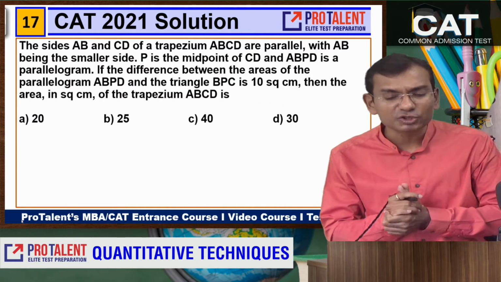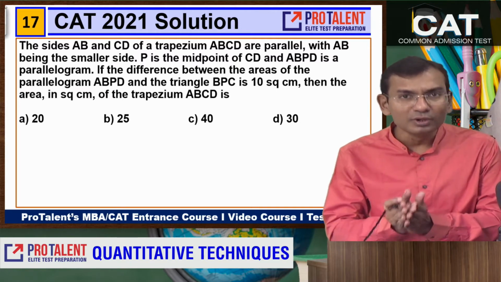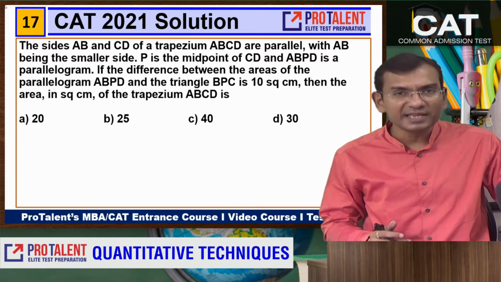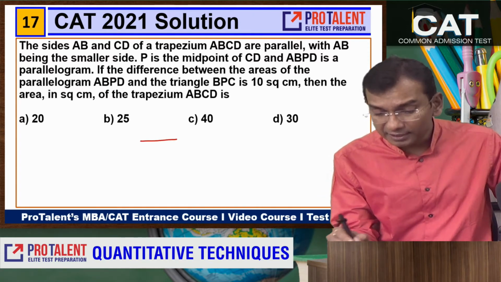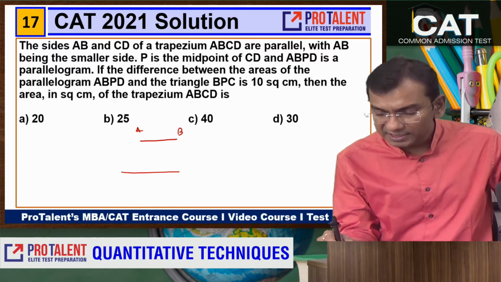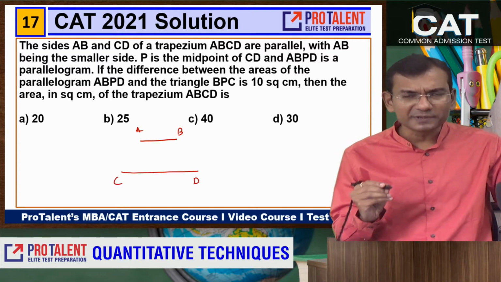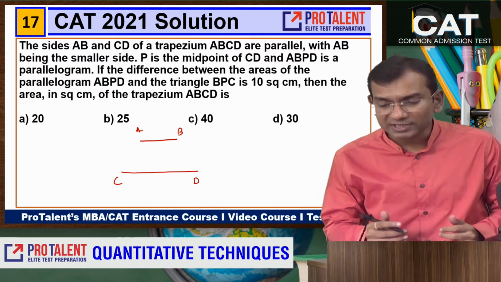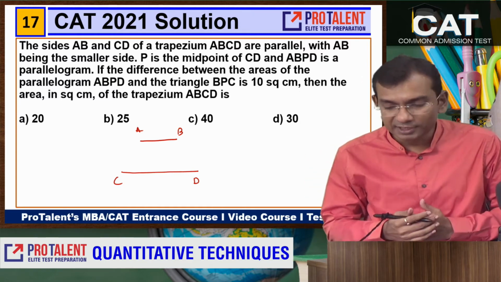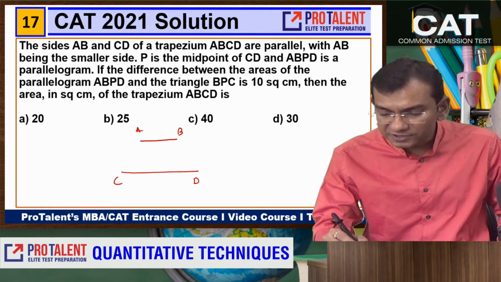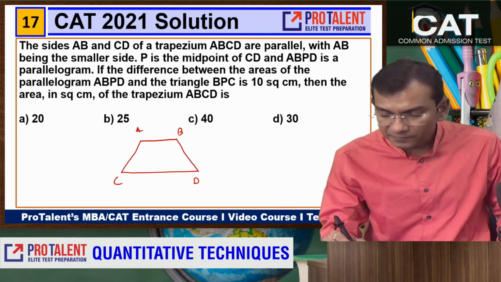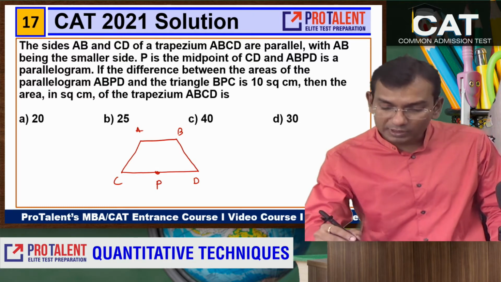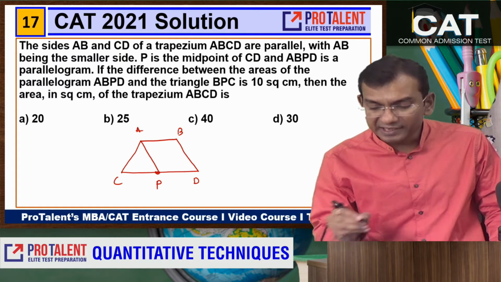Great. We come to question number 17 of slot 2 CAT 2021. Sides AB and CD of trapezium ABCD are parallel. Great. So this is AB and this is CD. I'm sure we all know that a trapezium has only one pair of parallel sides, the other two are not. With AB being the smaller side. So that's what I did. P is a midpoint of CD and ABPD is a parallelogram.